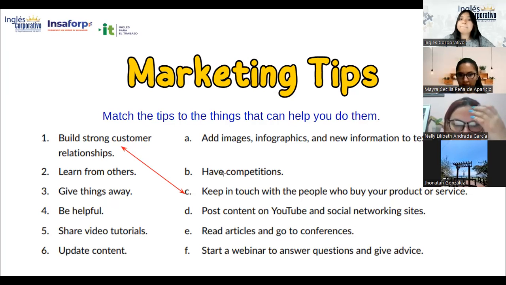Letter E. And what is letter E? Read articles and go to conferences. Excellent. Yes, that is correct. We can read articles and go to conferences. Number three, give things away. No? Okay, don't worry. Let's move to number four. Be helpful. How can we be helpful? Now, let's move to number five. Maybe be helpful is start a webinar to answer questions and give advice. Excellent. Yes, that is a way in which we can be helpful. Very good.